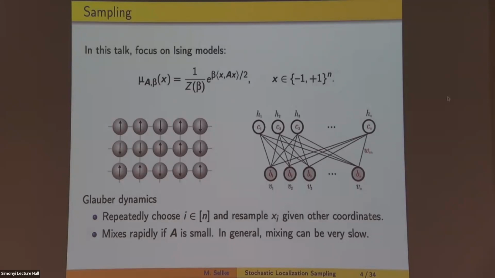So I'm not sure I understand that. Could you say again? Like what I mean by Glauber dynamics. So it's just the standard Markov chain Monte Carlo. You just start with an arbitrary vector x. You look at maybe the first coordinate, you resample it. Yeah, just keep doing that for a while. Okay.